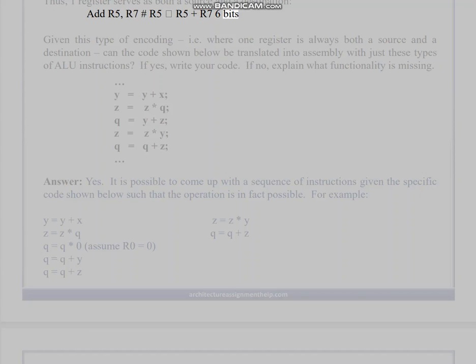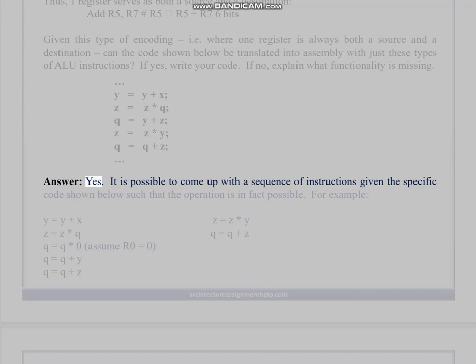Given this type of encoding, i.e. where one register is always both a source and a destination, can the code shown below be translated into assembly with just these types of ALU instructions? If yes, write your code. If no, explain what functionality is missing. Y = Y + X, Z = Z * Q, Q = Y + Z, Z = Z * Y.